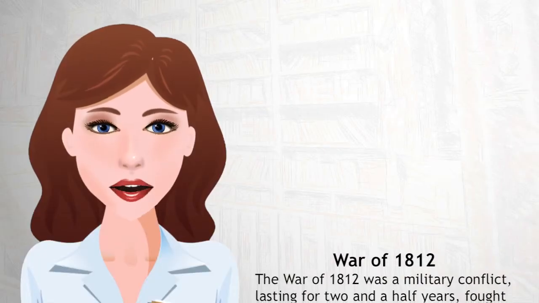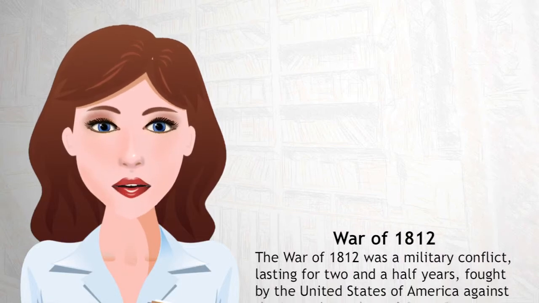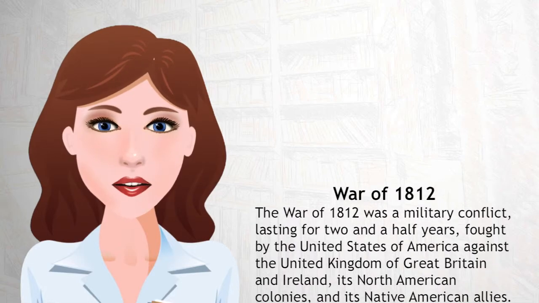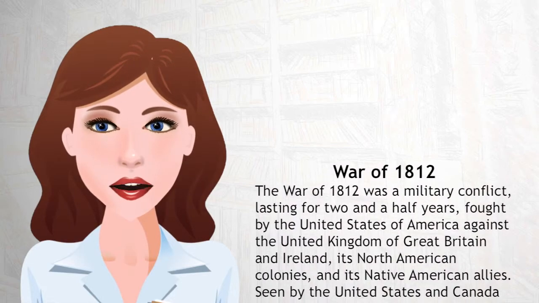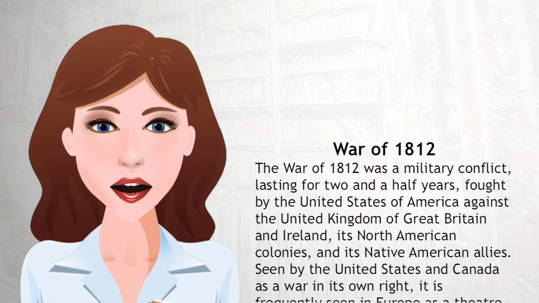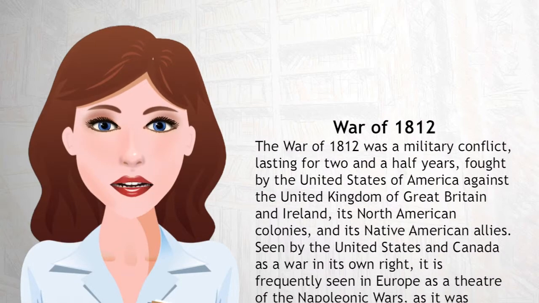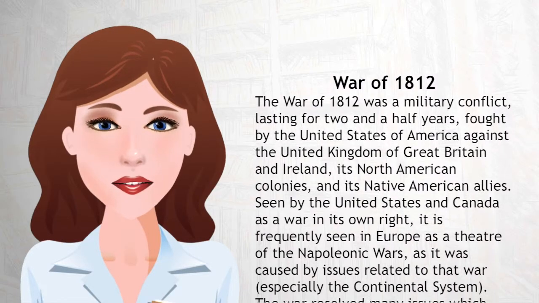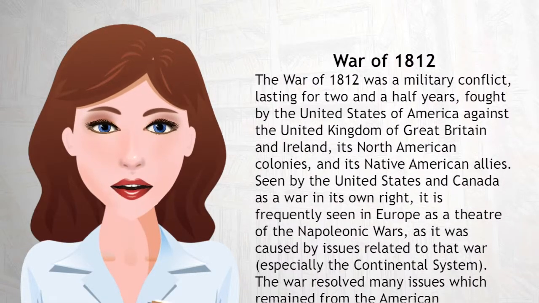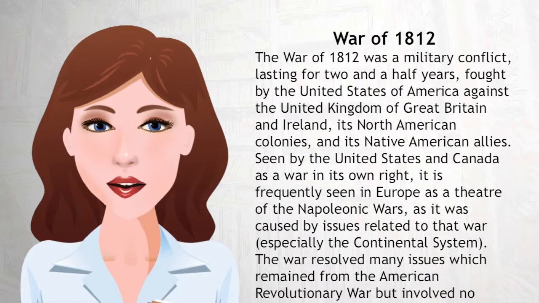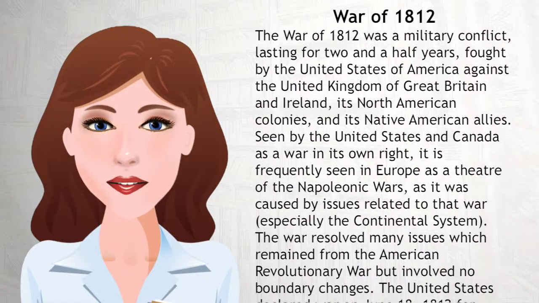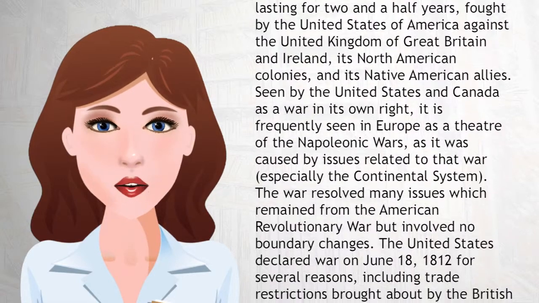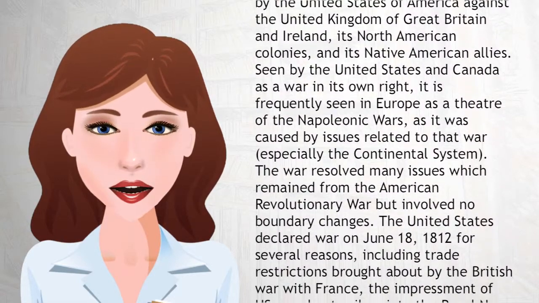The War of 1812 was a military conflict, lasting for 2.5 years, fought by the United States of America against the United Kingdom of Great Britain and Ireland, its North American colonies, and its Native American allies. Seen by the United States and Canada as a war in its own right, it is frequently seen in Europe as a theater of the Napoleonic Wars, as it was caused by issues related to that war, especially the Continental System. The war resolved many issues which remained from the American Revolutionary War but involved no boundary changes.